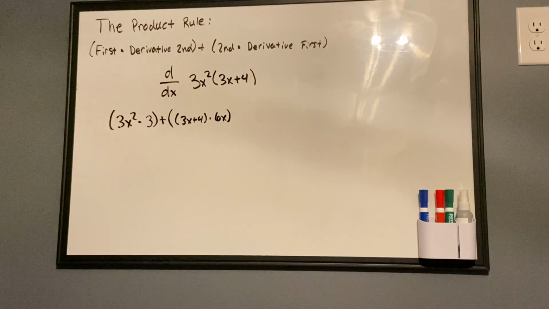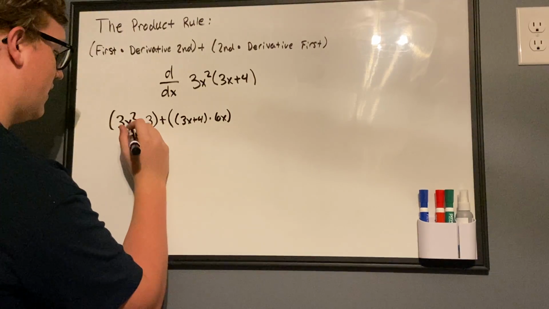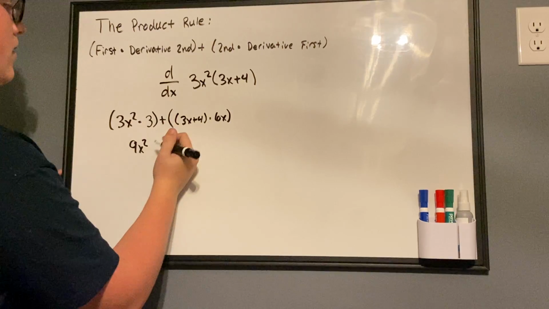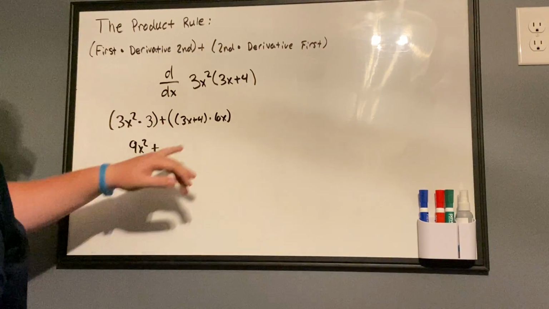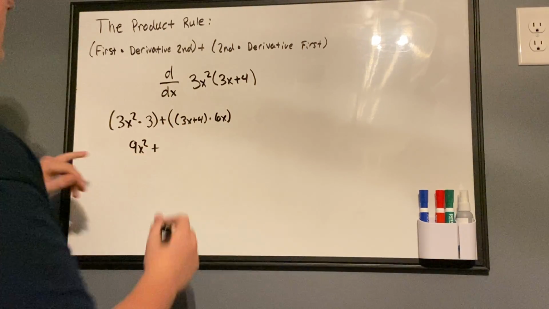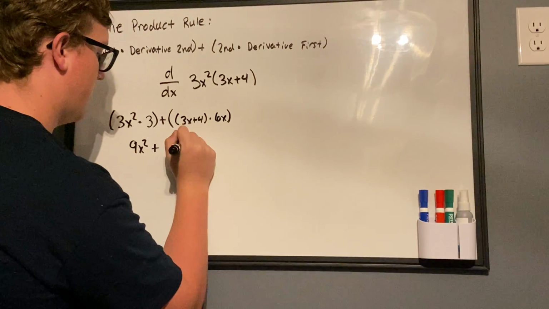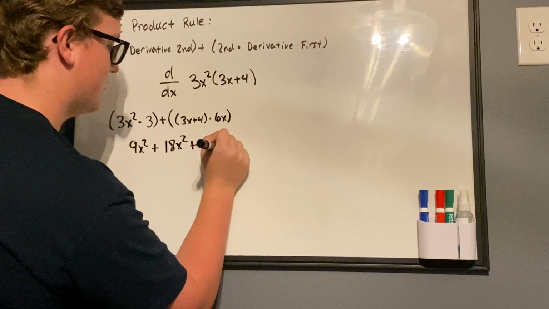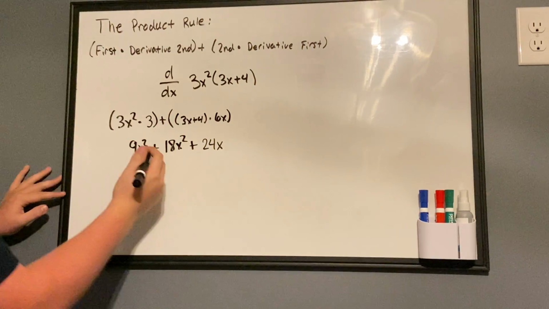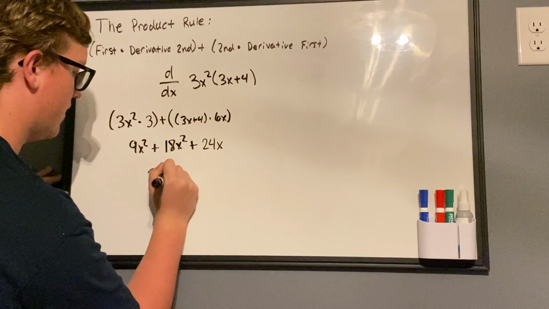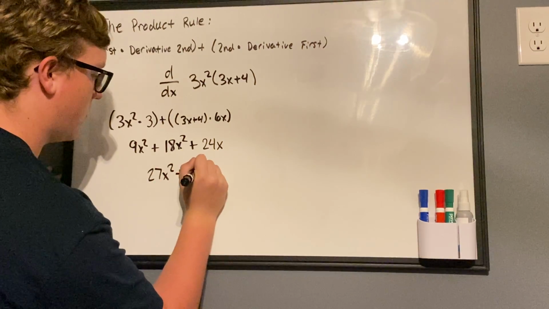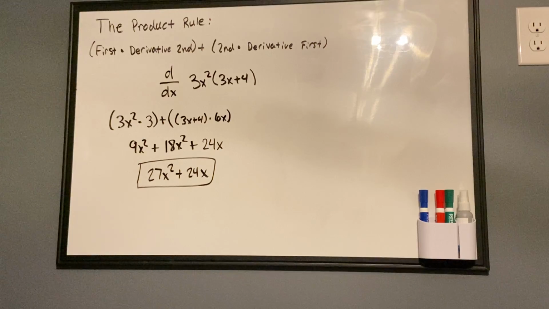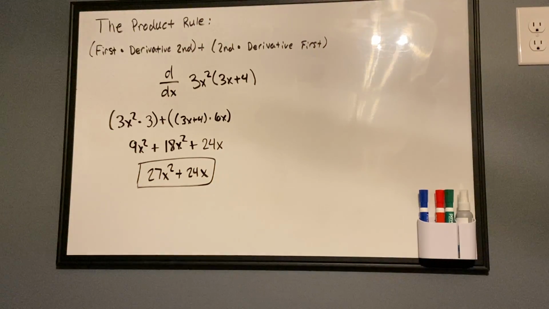Now we can simplify this a little bit. We get a 9x squared plus 6x times 3x is going to be 18x squared plus 4 times 6x is going to be 24x. We can combine these right here into 27x squared plus 24x. And that right there is going to be our derivative of 3x squared times 3x plus 4.